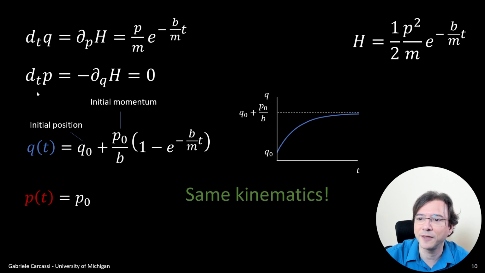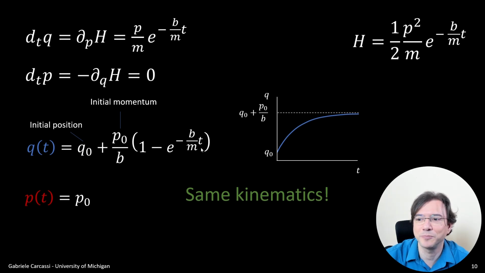This is the Hamiltonian. The derivative of the momentum in time is minus the derivative of the Hamiltonian with respect to position. There is no position dependence, so the momentum stays still. And then we have the derivative of the Hamiltonian with respect to momentum to get the velocity. And so again, we are just deriving with respect to momentum. So the 2 goes down. We have p over m e to the minus b over m t, which is exactly what we had before. The velocity is an exponential that starts at the initial velocity and goes down. And we can integrate now the position, and we get the same solution that we had. We get the same kinematics.